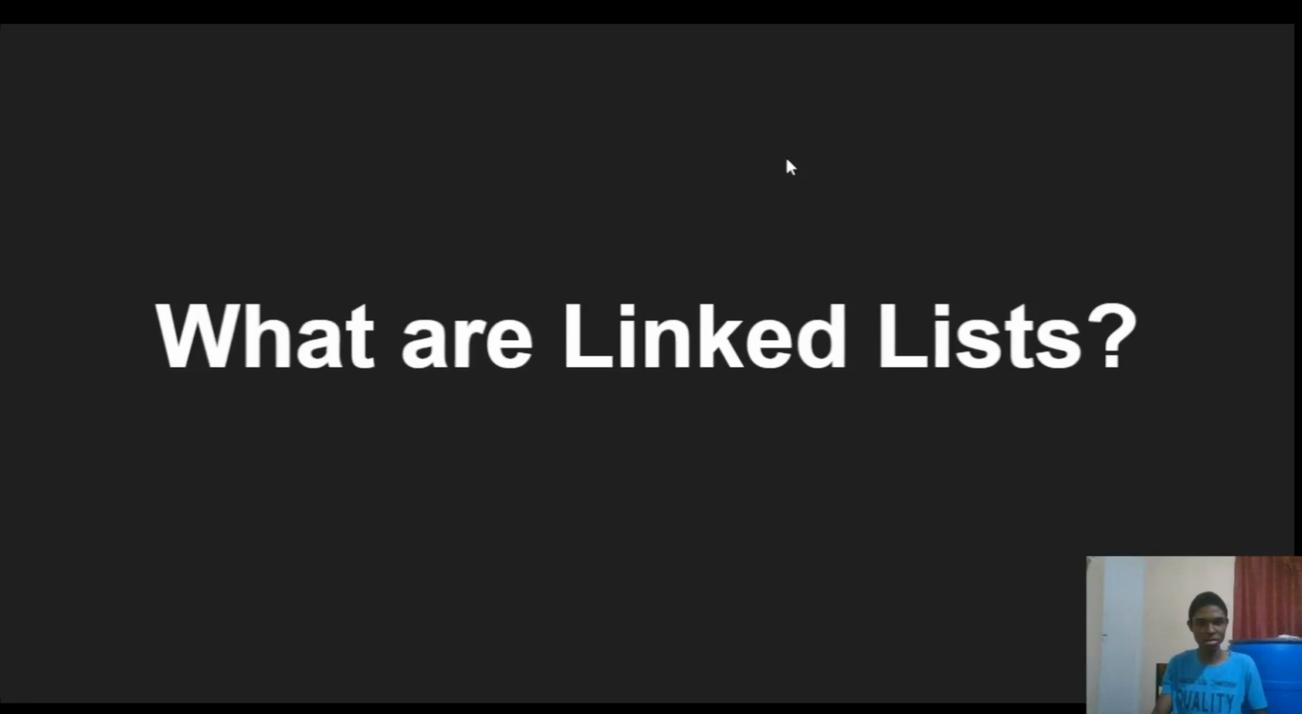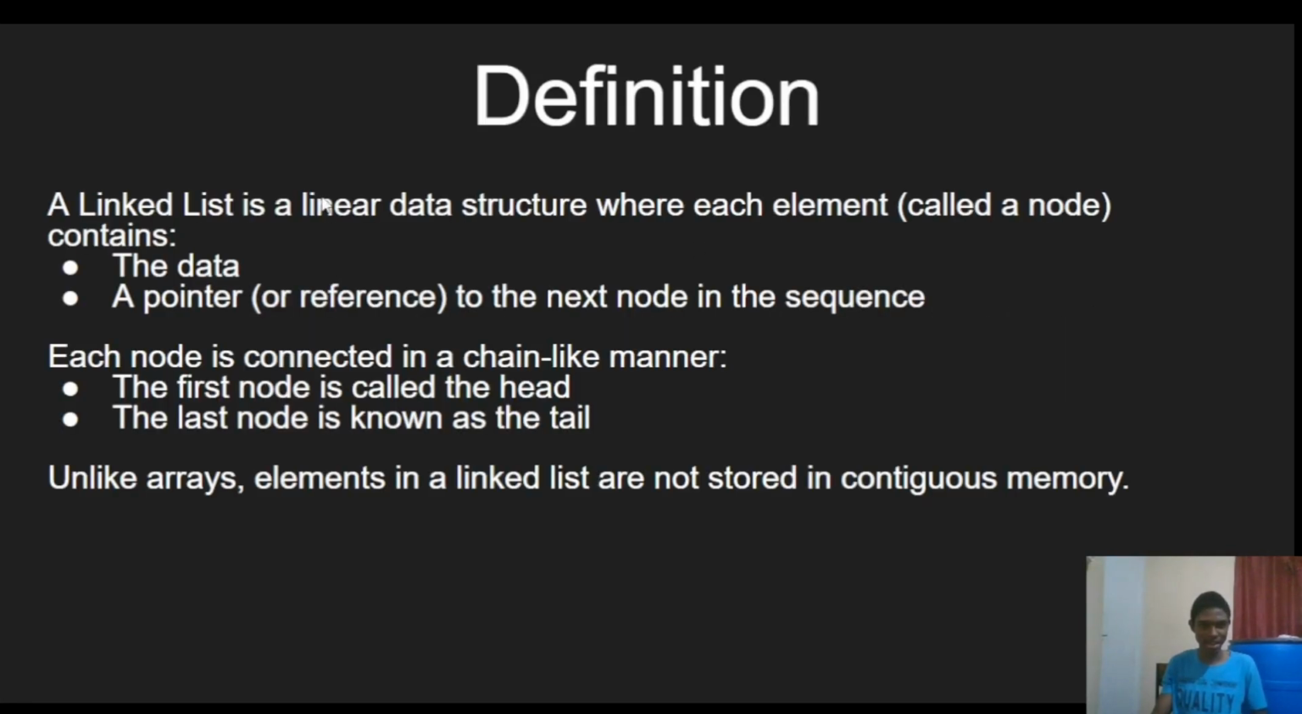Today we will learn about linked lists. So what are linked lists? A linked list is a linear data structure where each element, called a node, contains the data, which is a value, and a pointer or a reference to the next node in the sequence. Now guys, each node is connected. You can think of a linked list as a chain or even a train, guys, because each part of the train is linked to one another.